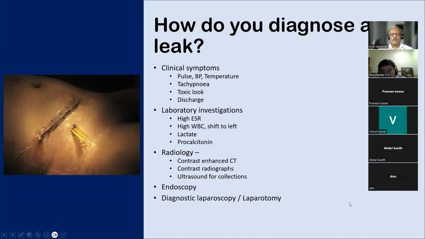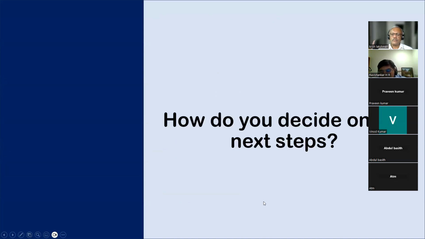And you always have a recourse in a patient who is very ill to diagnostic laparoscopy and laparotomy straight away to see what needs to be done. But this is the last resort. Don't jump into a laparoscopy or a laparotomy. Okay, so that is the whole list of things that you can do. But how do you select which one you do?